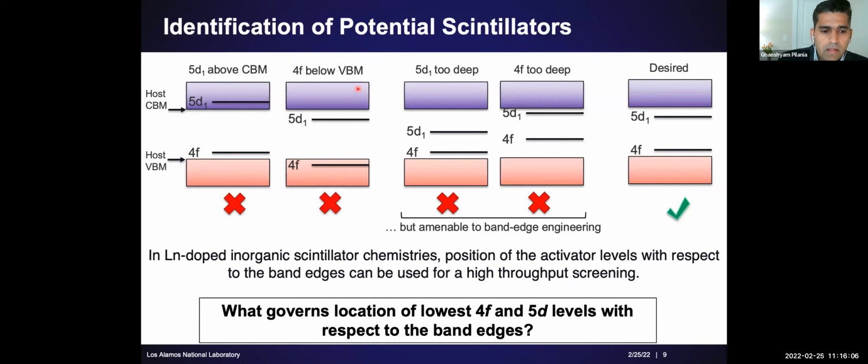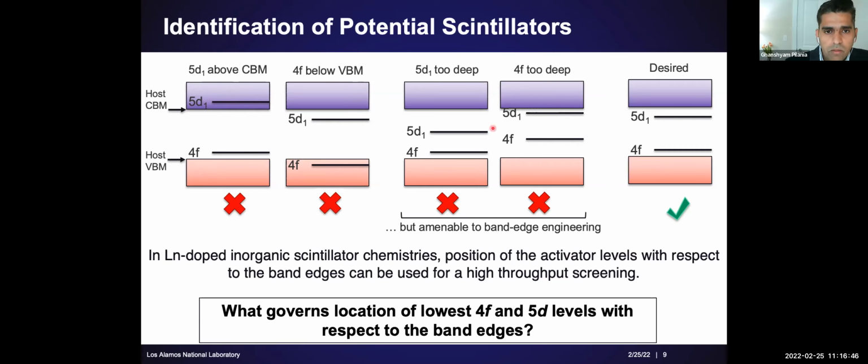And so then we took a step back and basically started thinking about what is the critical feature. So let's say we have a stable material. What's the feature of electronic structure that really makes a scintillator a scintillator? And so it turns out that at least for lanthanide-doped inorganic scintillator chemistries, one can safely argue that it's the position of the activator level with respect to band edges that does the trick. So if either of the 4F or 5D levels are buried in the band edges, then there is no scintillation because you can't localize electrons or holes there.